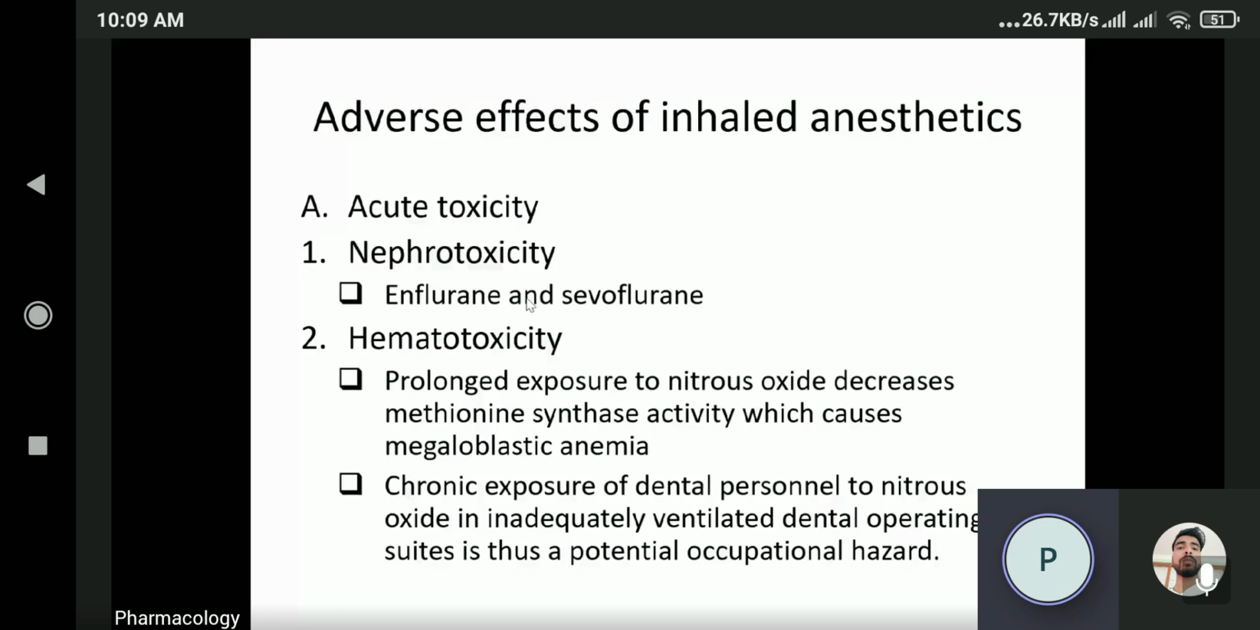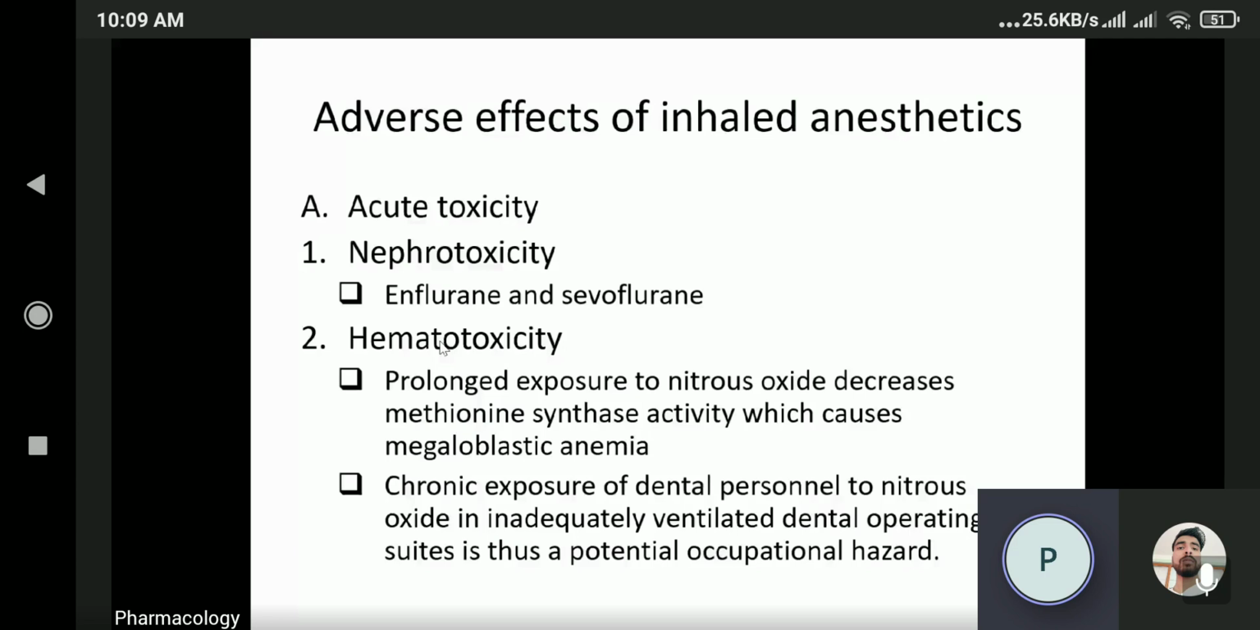If you remember, I've also listed nitrous oxide toxicity as megaloblastic anemia. There is an enzyme called methionine synthase, which is required for the synthesis of the blood cells.